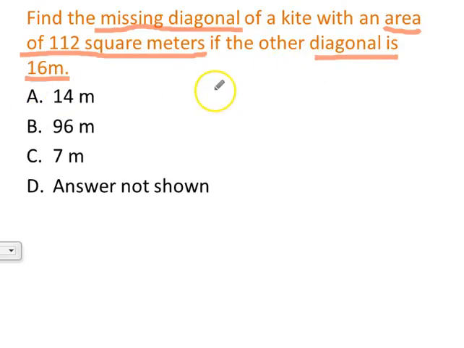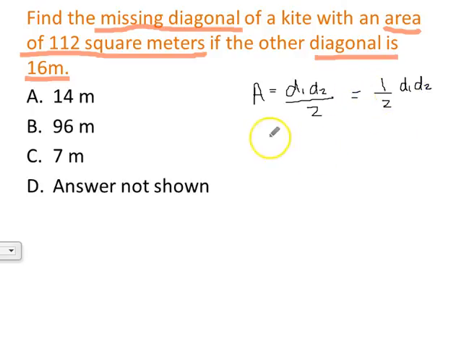So let's write down our general formula. We always want to start by writing down just the general formula we're working with. So the area equals our diagonals multiplied times each other divided by 2, which is the same thing as saying 1/2 D1 times D2. You can write it either way, whatever you're more comfortable with. So I know the area is 112, we're given that, and one of the diagonals is 16, and we need to find the other diagonal. So now we've got one variable that we're solving for, our D2, our second diagonal.